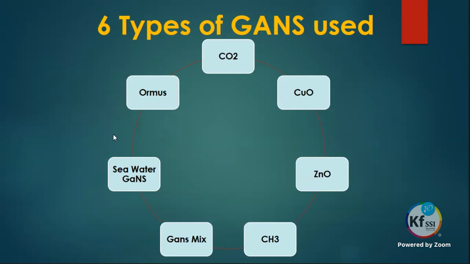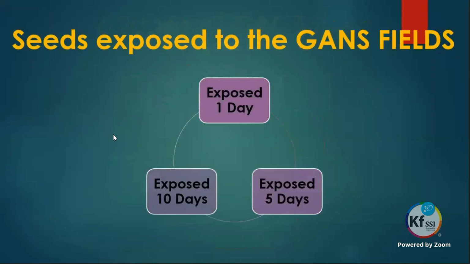And then I'd used a mix of some of the GANSes, seawater GANS, and again some ormus, which we get from a local supplier, what they call ormus. So I wanted to see any different effect that would have. Those were the different GANSes that we had used, and then I wanted to take those same seeds and expose them to those fields for a 1-day period, a 5-day period, and 10 days, and see whether the duration itself would have any effect on the seeds.